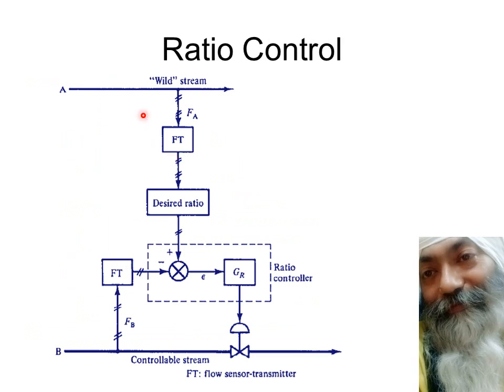So this is it. Once again, you have a wild stream and it is going to the desired ratio. This is the desired ratio. You want 10% of it, you want 20% of it, you want that B should be 10% of A, then you put the desired ratio as 10% over here. Whatsoever is the flow rate, it will get multiplied by 10%. 10% means 10 divided by 100. And the desired flow rate for B will be coming over here.